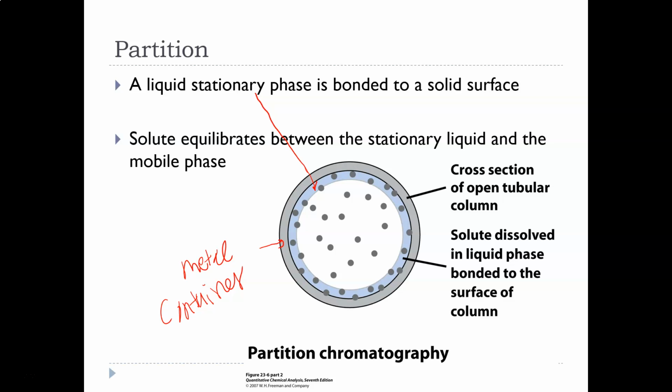So partition chromatography is different than adsorption chromatography. In adsorption chromatography, there's no dissolving. The stationary phase is a solid. The solute sticks to the outside of it and slowly travels down it. In partition chromatography, we have a hollow center. The stationary phase is a viscous liquid, so it's not like it's sticking. I think of it more like a gel, but it's not a solid. Okay, so it's a gel.